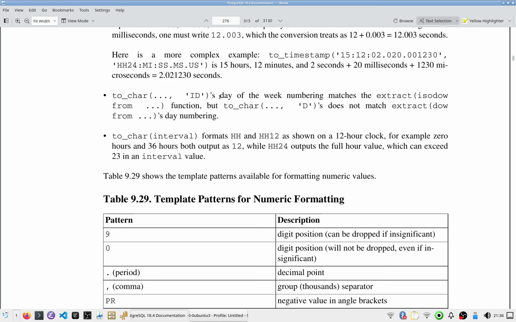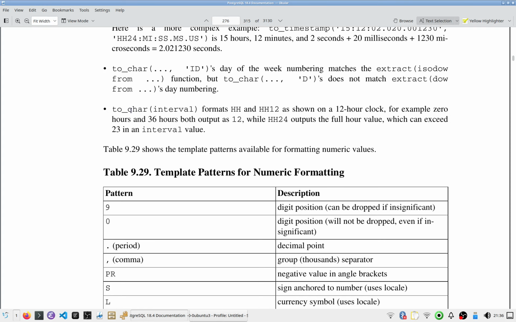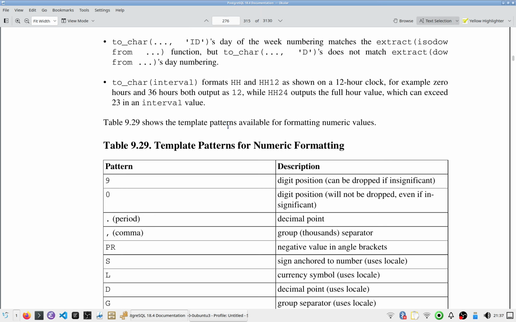to_char(..., 'ID') day of week numbering matches the extract(isodow from ...) function, but to_char(..., 'D') does not match extract(dow from ...) day numbering. to_char(interval) format HH is 12 as shown on a 12-hour clock. For example, 0 hours and 36 hours both output as 12, while HH24 outputs the full hour value, which can exceed 23 in an interval value.